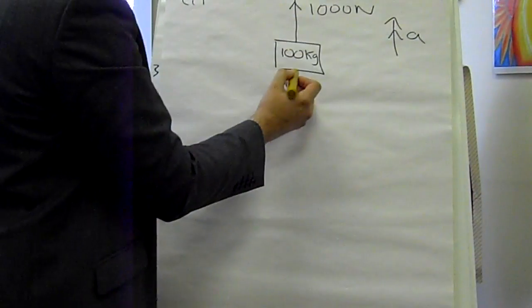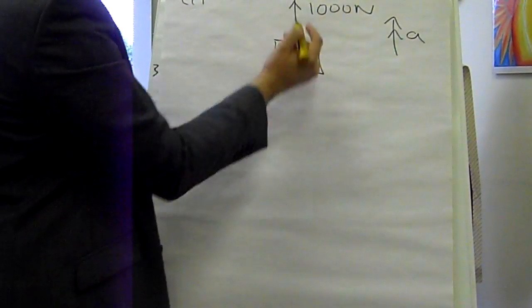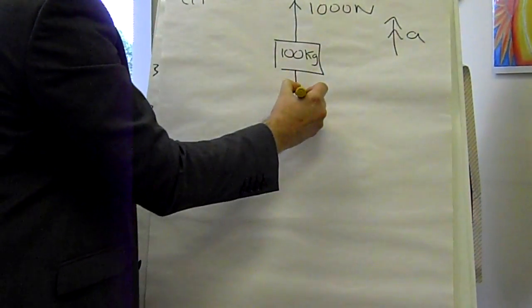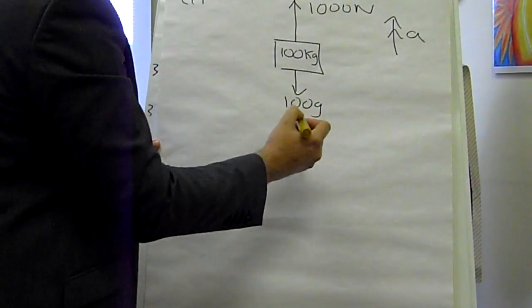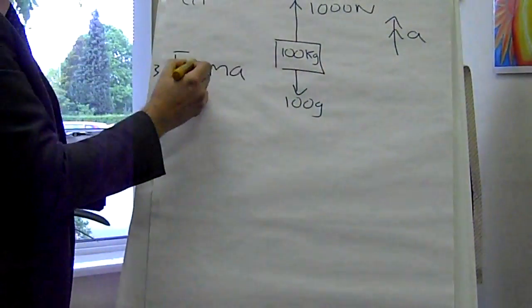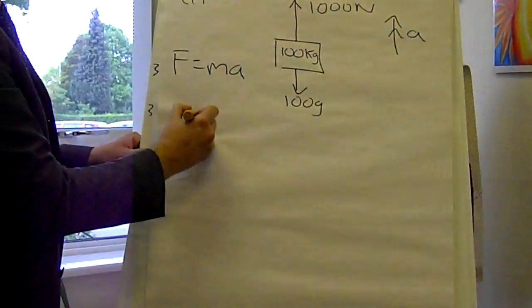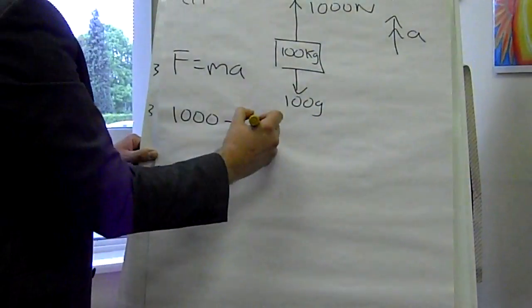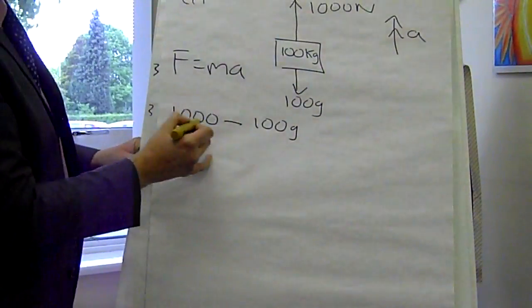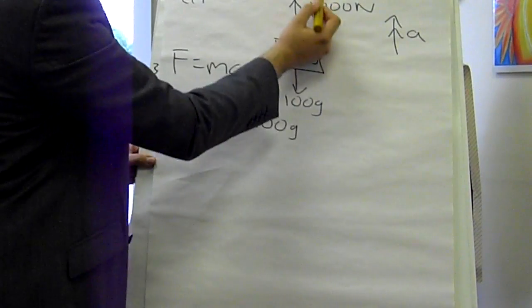Alright, so we can label all our forces on the diagram in the direction of motion. So we have 1,000 newtons upwards, and we have the weight downwards, which is 100 G. If we use F equals ma, where F is the resultant force upwards, then we have 1,000 minus 100 G. Notice we start with the 1,000 because it's acting upwards, the object's moving upwards, and that's the upwards force.